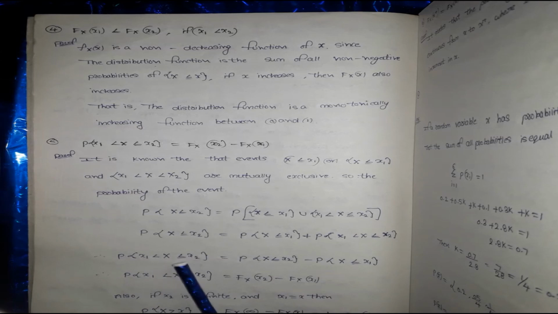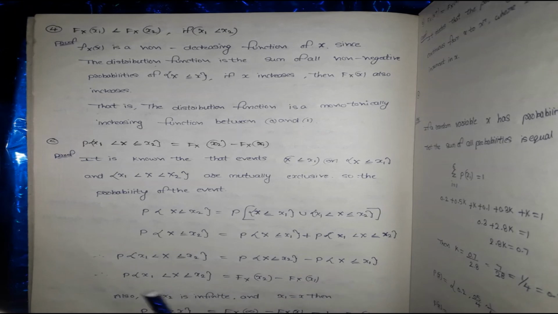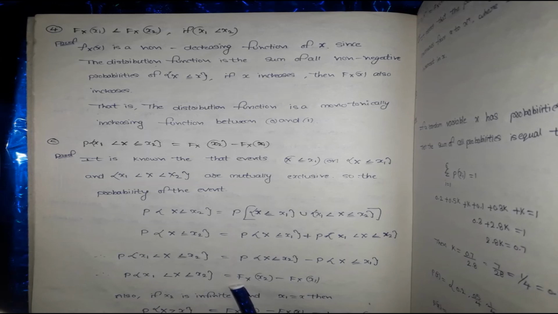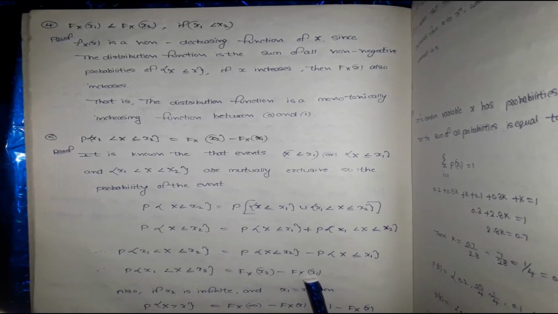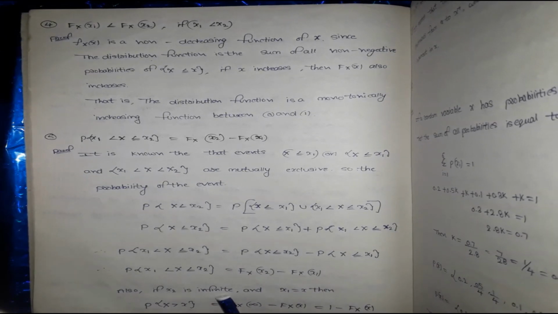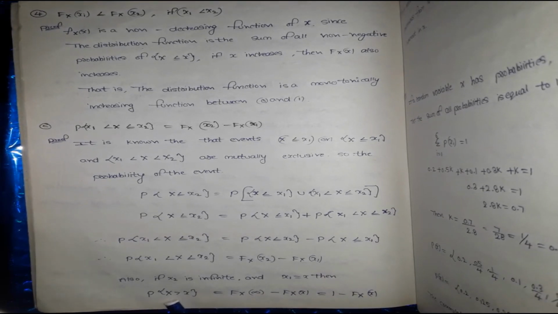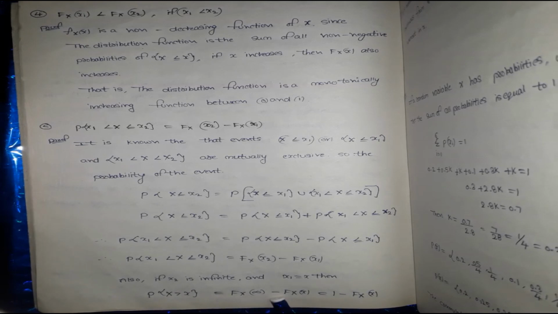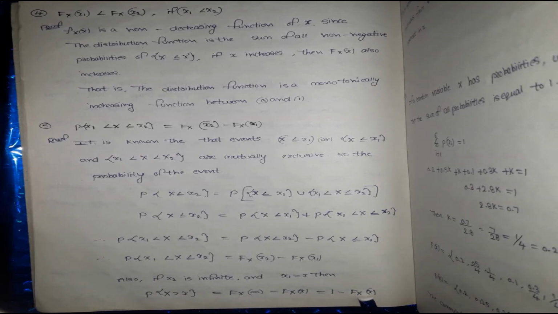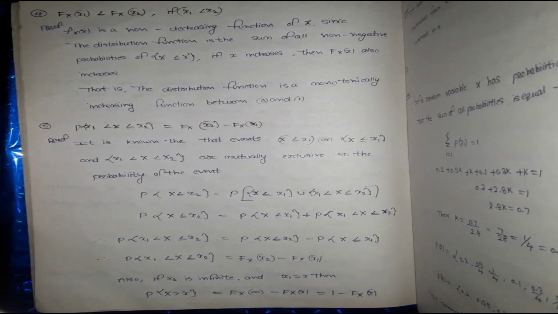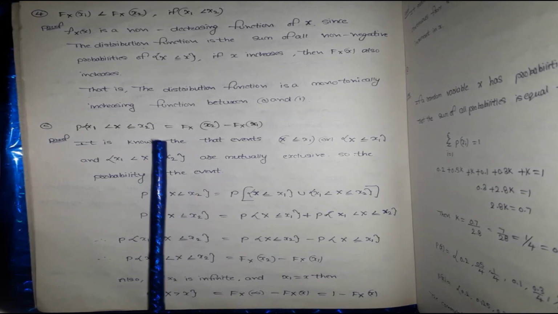Here P(x1 less than X less than or equal to x2) is P(X less than or equal to x2) minus P(X less than or equal to x1), which is equal to Fx(x2) minus Fx(x1). Also, if x2 is infinity and x1 is equal to x, then P(X greater than x) is Fx(infinity) minus Fx(x), which is equal to 1 minus Fx(x). This is the fifth property of the probability distribution function.